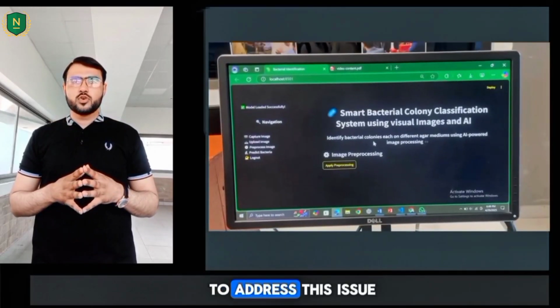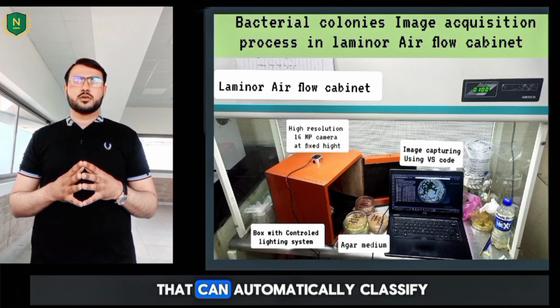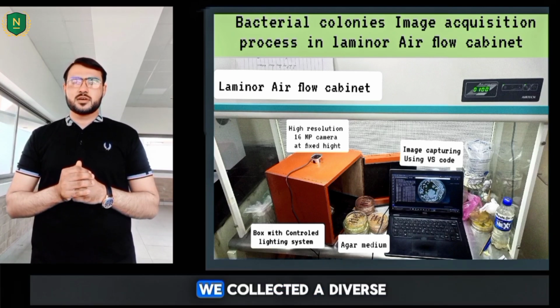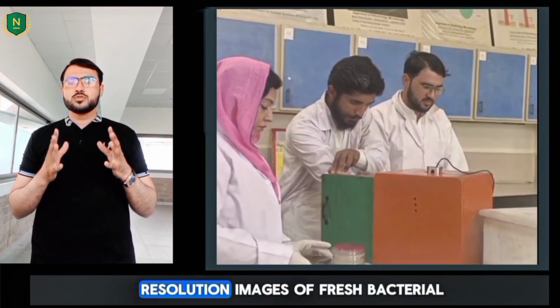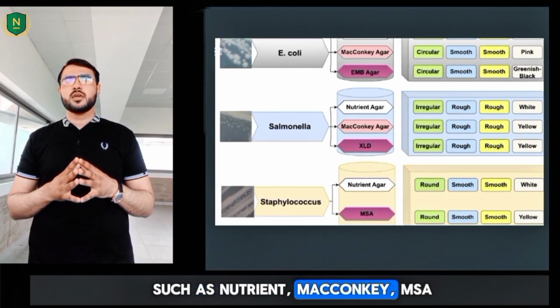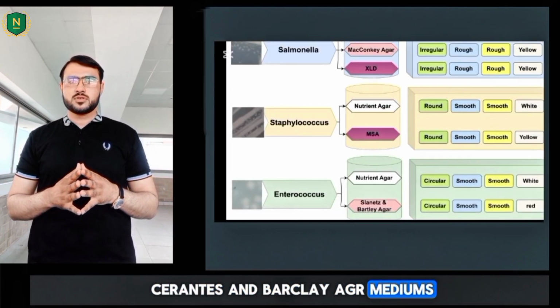To address this issue, we have developed an AI-powered system that can automatically classify bacterial colonies into 10 common types which are frequently found across Pakistan. We collected a diverse and structured dataset by capturing high-resolution images of fresh bacterial colonies, each cultivated on different agar mediums such as nutrient, MacConkey, MSA, EMB, XLD, Salmonella, and Bartley agar mediums.